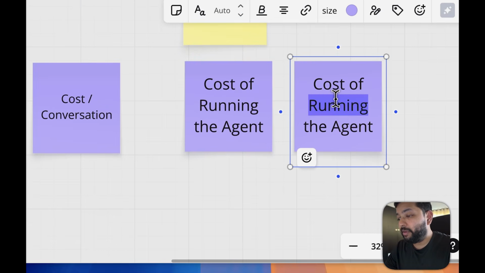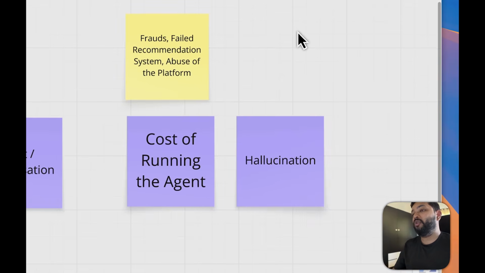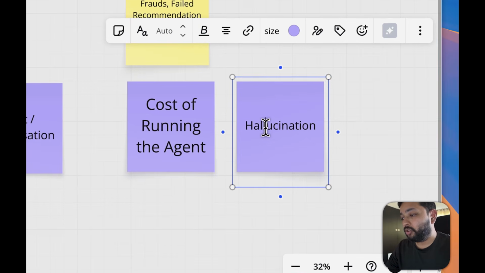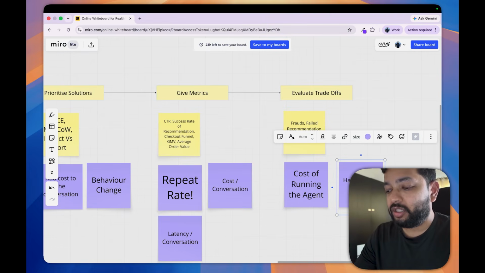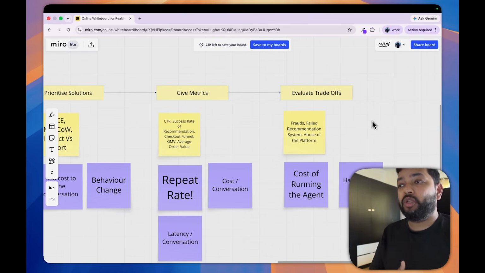Another very important piece that gets added is hallucination, which means that you have to talk about how you're going to mitigate hallucination. So I'm just going to write that as well. Hallucination and evals, which is what are the evals that you're going to do so that you prevent hallucination. Now you cannot 100% prevent hallucination, but you can reduce it. So what are the methods that you're going to use to reduce the hallucination?